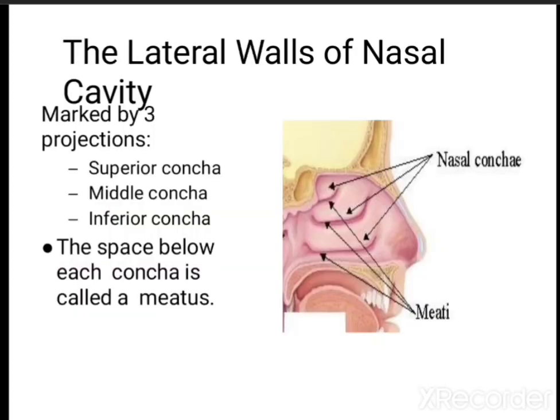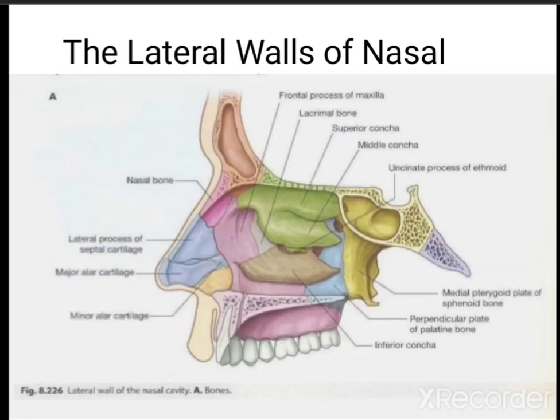Now we come to the lateral wall of the nasal cavity. The lateral wall of the nasal cavity possesses three elevations, three projections, which are known as concha. Superiorly we have the superior concha, then the middle, and this is the inferior nasal concha. The space beneath them is known as meatus. So here we can see the three concha, superior, middle and inferior, and the spaces beneath them are known as meatus.